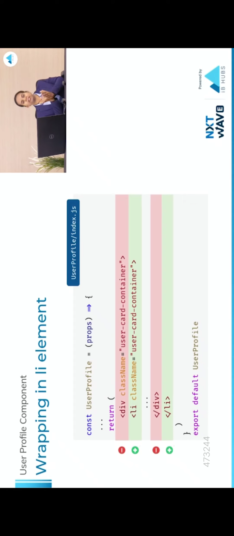So rather than having a container element, it's better to have a list item. That's the reason we are going to modify that as li. Within the user profile component, we'll update that as an li. There you can see li. Clear? Instead of div, we are just updating it as li so that we can have them as list items.